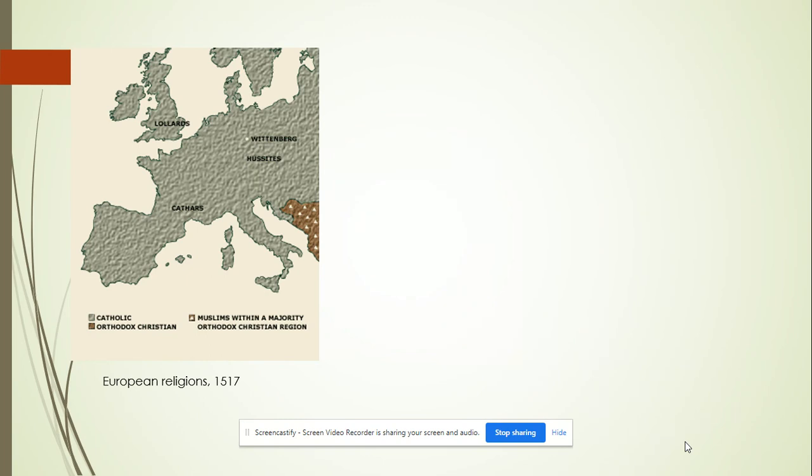So if we were to take a look at a religion map of Europe in the early 16th century, we'd see something like this. I mean, this is a terrible map, and that's because you didn't really need a map to see European religions in the early 16th century. There were three. There were Orthodox Christians who are pretty much off the map. They're over here on the right-hand side. You can see them in the Ottoman Empire. There are Muslims. Again, you can see them in the Ottoman Empire, but for the most part, they're off the map.